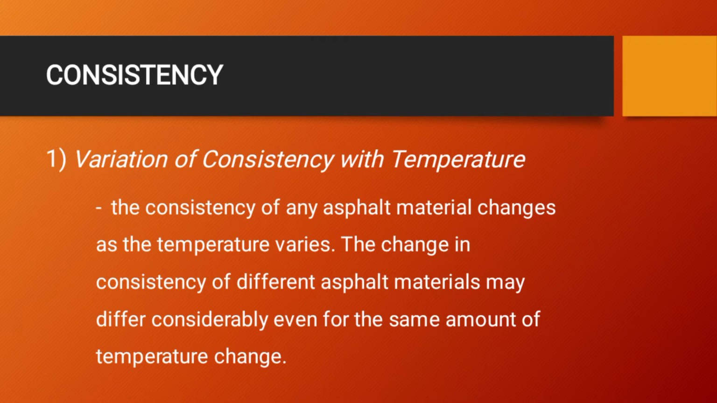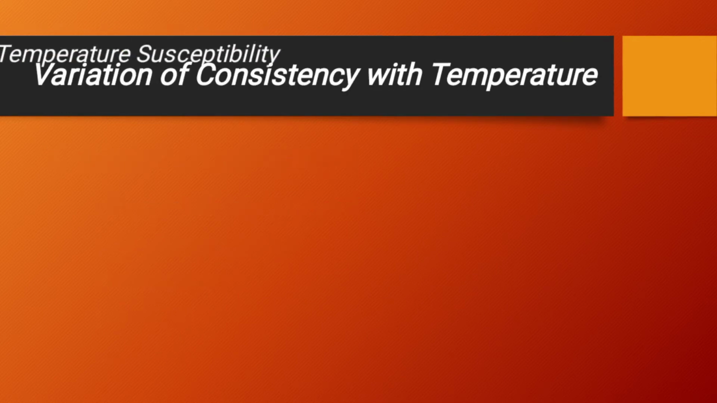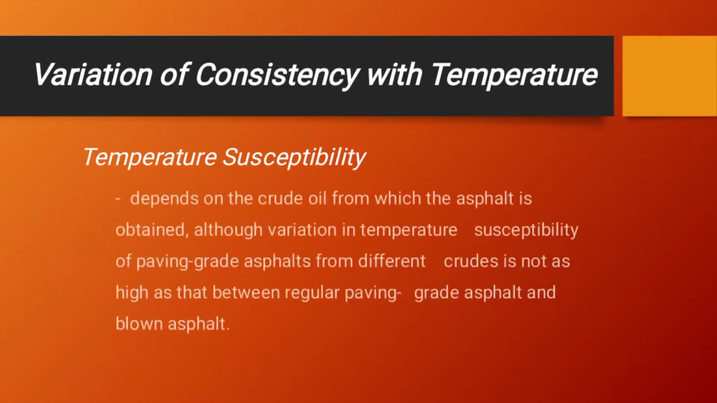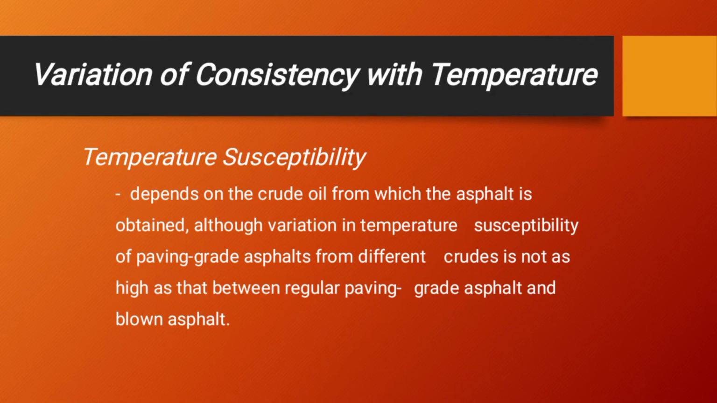Therefore, the consistency of the blown asphalt is affected less by temperature changes than the consistency of regular paving asphalt. This property of asphalt materials is known as the temperature susceptibility. So, temperature susceptibility depends on the crude oil from which the asphalt is obtained, although variation in temperature susceptibility of paving grade asphalts from different crudes is not as high as that between regular paving grade asphalt and blown asphalt.